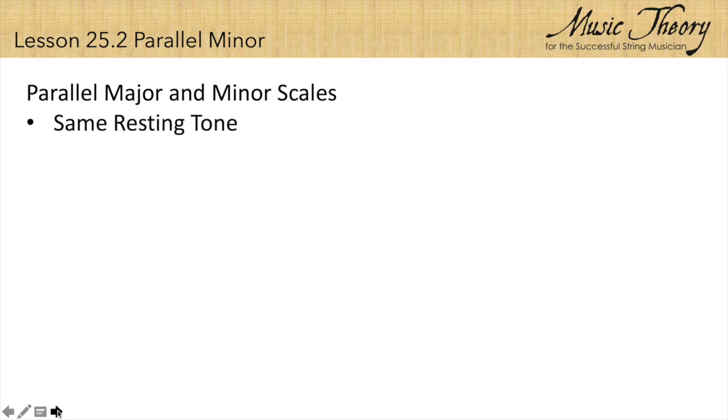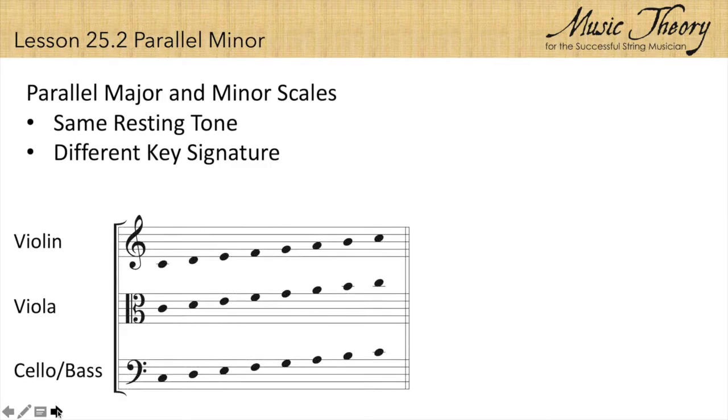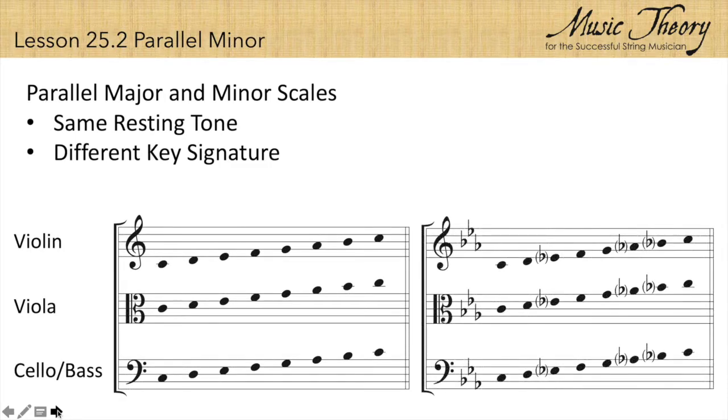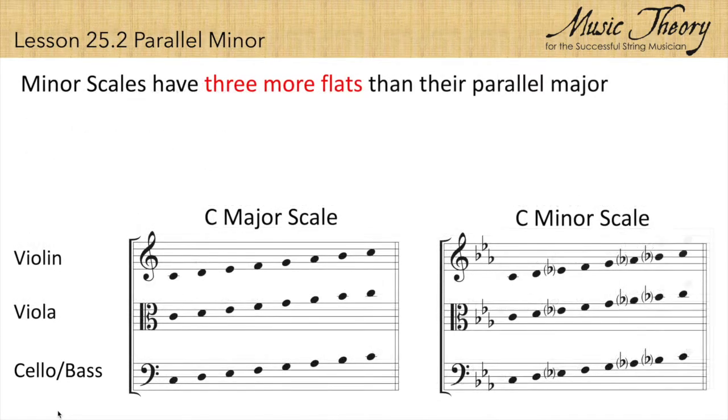Parallels have the same resting tone, but a different key signature. For example, look at these two scales below. They are both C scales, but the C major scale has no sharps or flats, and the C minor scale has 3 flats. Typically, the minor scales have 3 more flats than their parallel major, as you can see in the difference between C major and C minor.